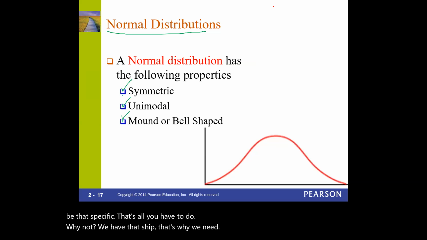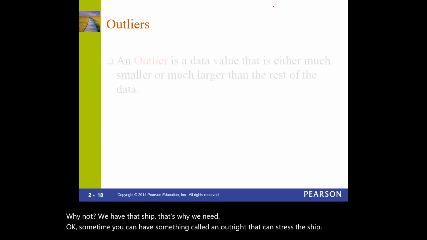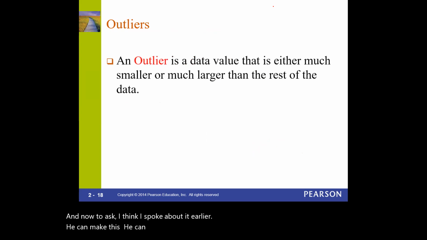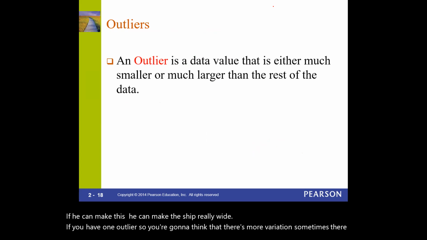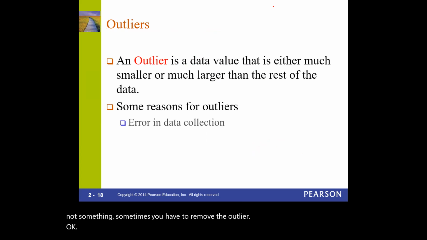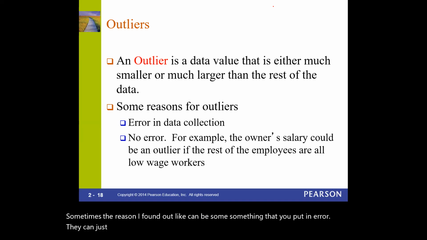Sometimes you can have something called an outlier that can stretch the shape. An outlier, I think I spoke about it earlier. You can make the shape really wide in the case of an outlier. So you're going to think that there's more variation. Sometimes there is not. Sometimes you have to remove the outlier. Sometimes the reason for an outlier can be something that you put in by error. It can be just the data itself.